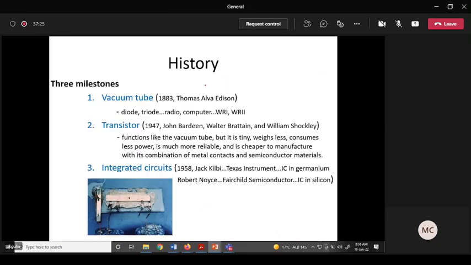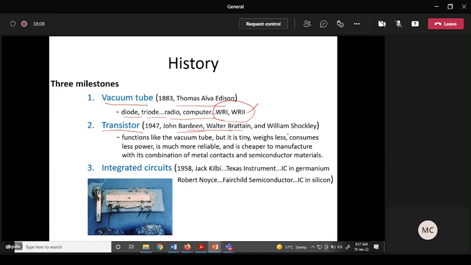Okay, to me there are three milestones as far as electronics is concerned. One is the vacuum tube, discovered by Thomas Alva Edison around 1883. From there, we managed to make diode, triode, pentode, and so on and so forth. And these had huge implications in World War I and World War II as far as communication gadgets are concerned.